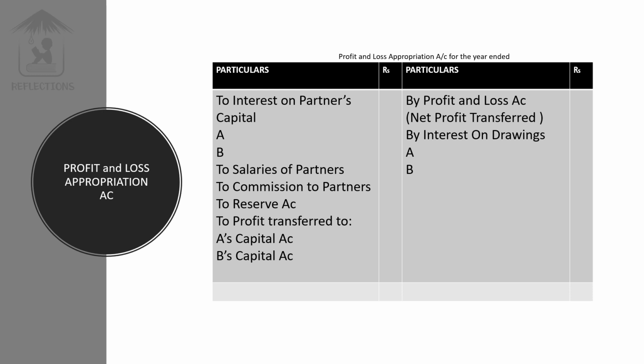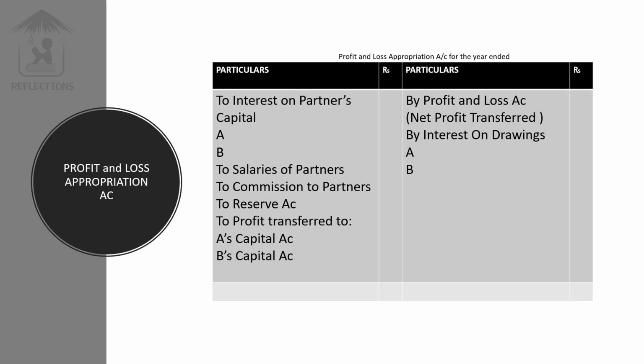Profit and loss appropriation account is an extension of a profit and loss account, so it is a nominal account. Expenses are debited, incomes are credited. So as a first step, bring down the profit from the profit and loss account and then start making your adjustments. So profit is brought down to the credit side. If at all there was a loss, it would be brought down to the debit side.